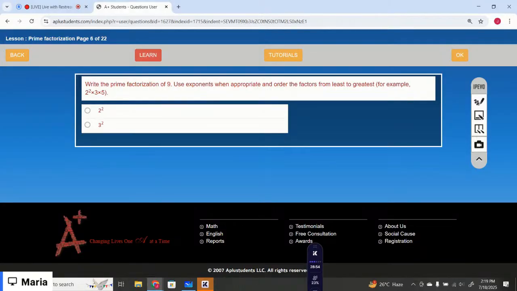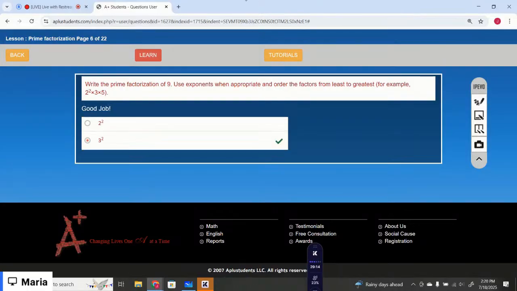Write the prime factorization of 9. So which is the correct option? That would be 3 square. Option number 2 is the correct option. Very good.